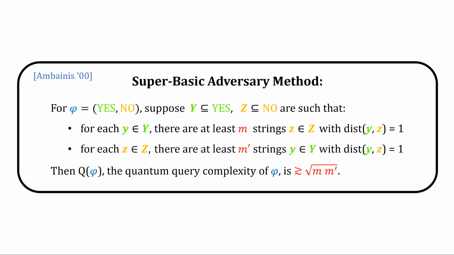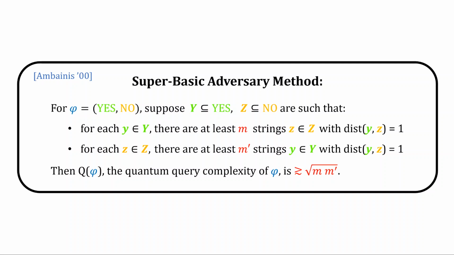You might even forget at this point what the theorem we were proving was, so I just put it back up here. This is the theorem we just proved, the quantum query lower bound that we get from the super basic adversary method. So that's mostly it for the lecture. Let me just tell you a few more things.